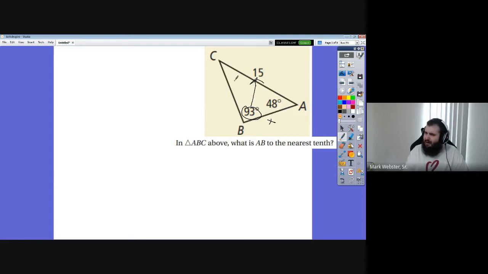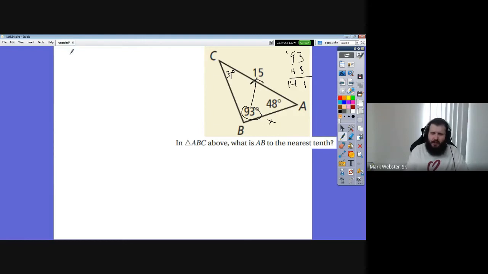Well, can I find angle C? I've got 2 angles. Don't I already know the third one? You got 93. You got 48. And you're going to subtract those from 180, right? 93 plus 48 is 141. So we know that this leftover one is 180 minus that, or 39. Well, now I've got what I need.